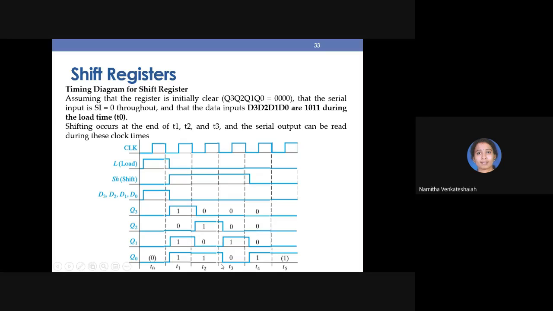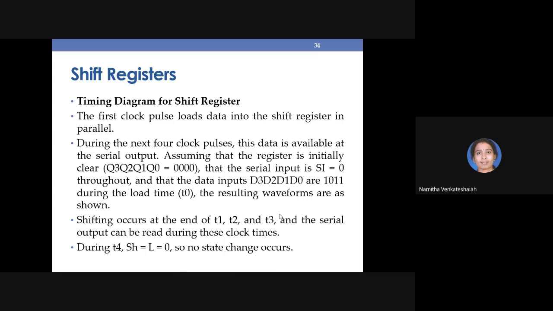So this timing diagram shows the initial state of Q3, Q2, Q1, Q0. Look here at the time of 0. All are 0 only. And we just copied D3, D2, D1, D0 into Q3, Q2, Q1, Q0 because L was 1. And after that the shift signal became high, so shifting is happening. Till what time will shifting happen? Till the shift signal is high. Okay, same thing is explained here.